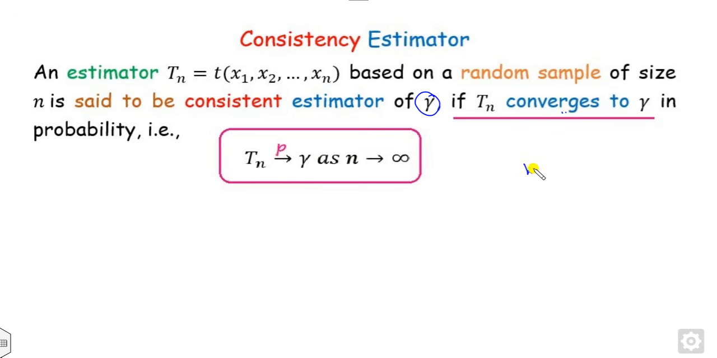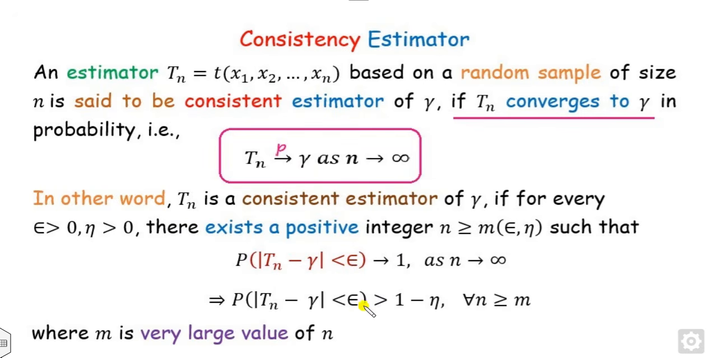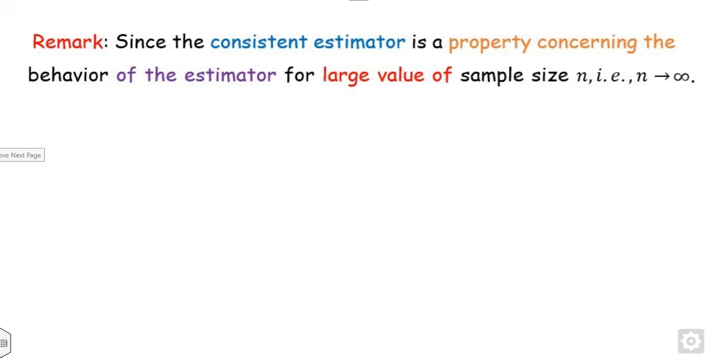That is what we discussed when we covered the weak law of large numbers. You can write this definition in the form: the probability that |Tn minus gamma| is less than epsilon converges to 1, or else you can write it as greater than 1 minus delta for all n. So this is the definition related to the weak law of large numbers or the Chebyshev inequality.